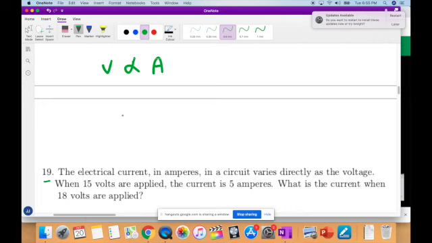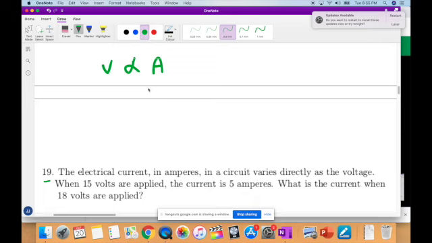Then I put 15 for the volts and 5 for the amperes. Where you didn't have to form your equation first? This is not an equation. This is just a statement that V is directly proportional to A.